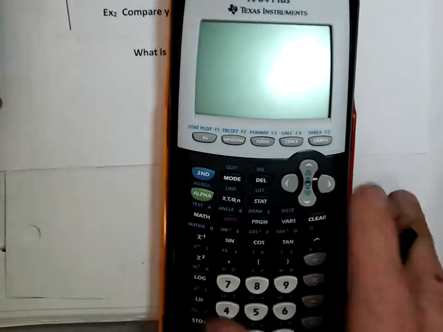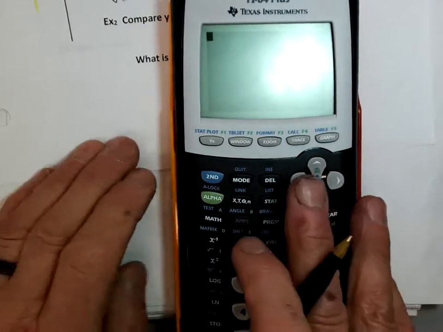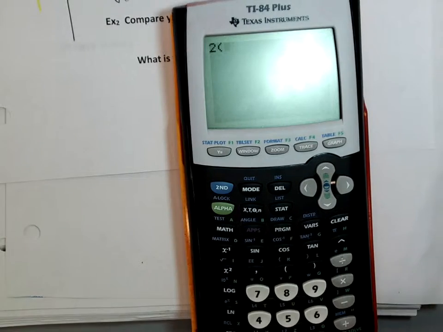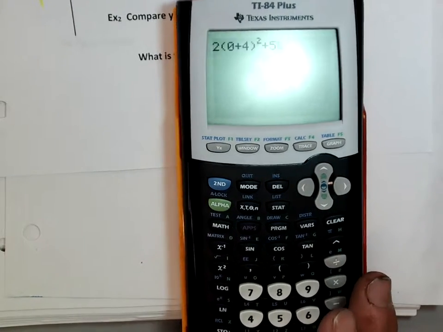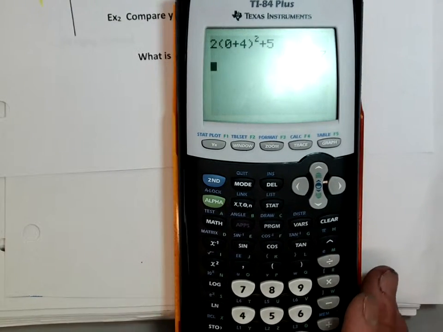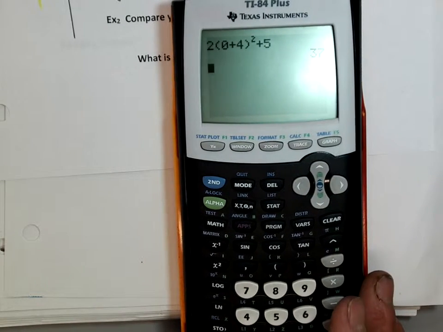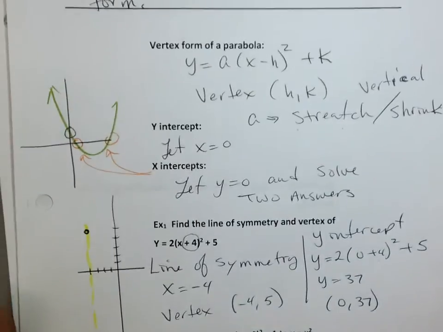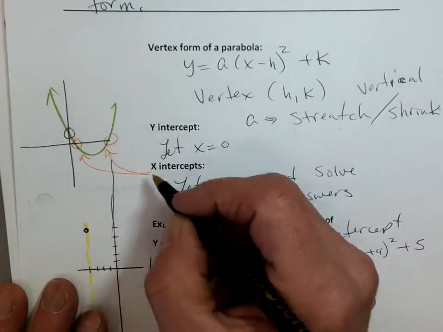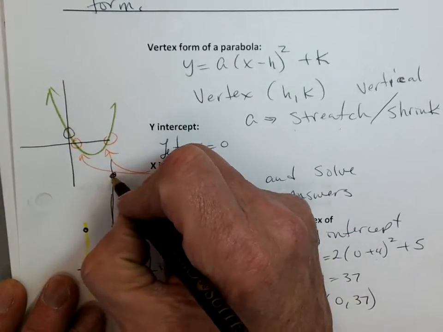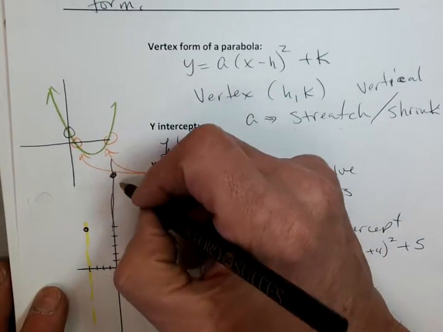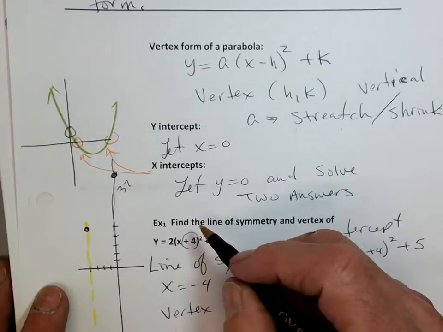Use the calculator. So I'm just going to go 2, watch this, parentheses 0 plus 4, parentheses squared, plus 5. Okay, there it is. Let the calculator do the work. You guys see that? Enter. 37. So again, I don't mind if you use a calculator, if you need to. So if I go back to my graph, I'd have to go way up to 37. So let's just imagine way up here, because I'm going to be off the page. That is at 37. You okay with that?